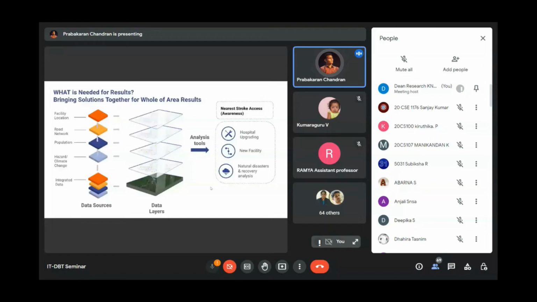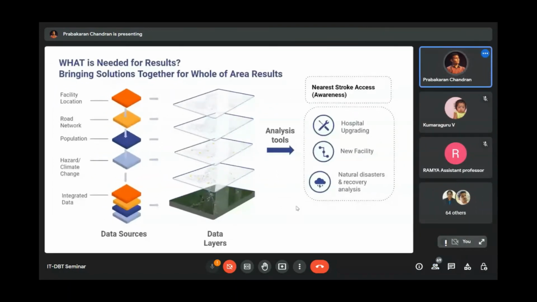Since we are concentrating on public health, we need to have data collection on facility location, the different health nodes or health centers that we have, road network, population, and climate change hazards, and that has to be integrated together. Because if we just see data in silos, we won't get any insights out of it. By having integrated data, we can easily understand the implications of a natural disaster and how we can recover from it.